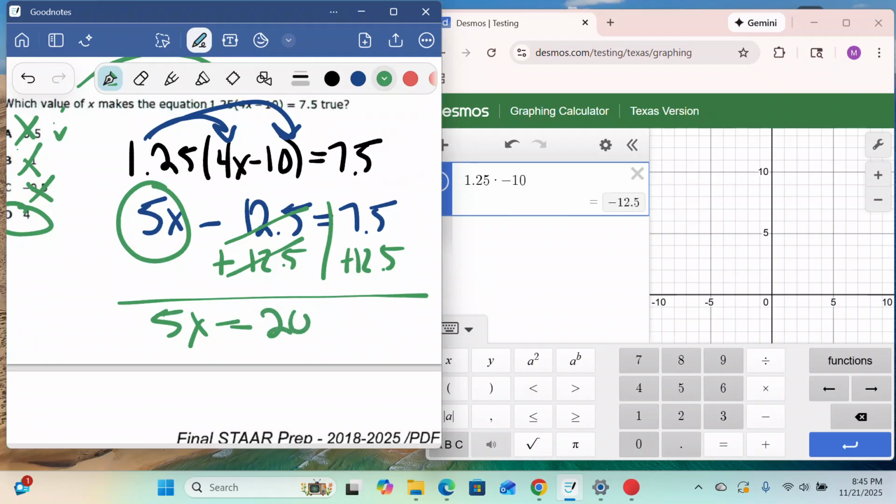And then of course I'm going to divide both sides by the number next to the letter. The number next to the letter is 5. 5 divided by 5 is 1, so x equals 4. And the answer is 4.